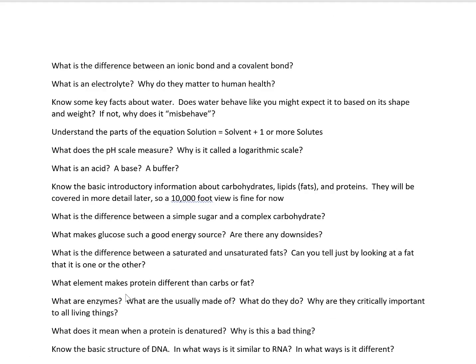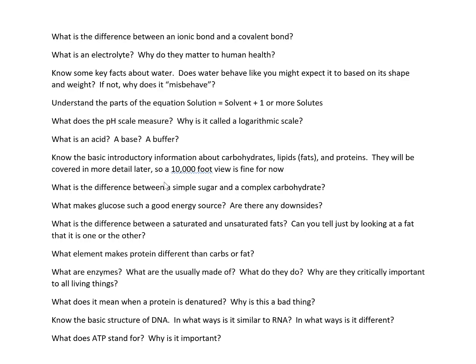Okay, what is the difference between an ionic bond and a covalent bond? If you want to look at this real simply, an ionic bond is created when an electron is taken from one atom and given to another, a transfer of electrons. Covalent bonds, they're sharing an electron. So those are the key words. Ionic bonds involve a transfer of electrons. Covalent bonds, sharing electrons.